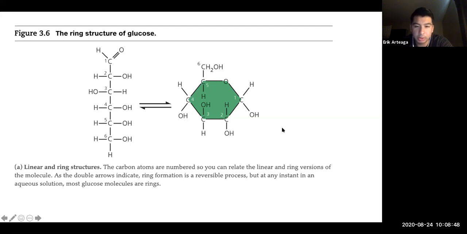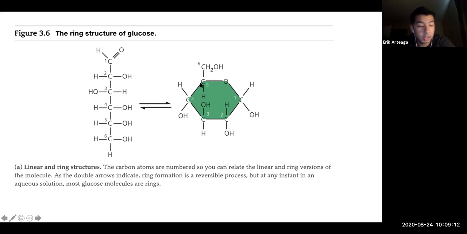So in aqueous solution, sugars are in this form here, the ring form. If you remember what aqueous solution means, it means in water. So it's key to understand that principle. And by the way, the majority of the sugar that we deal with is in an aqueous solution.